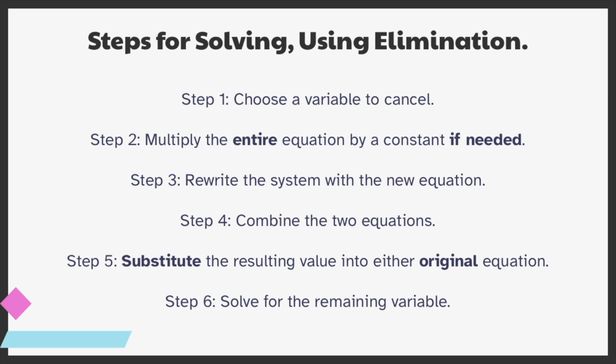We're going to choose a variable to cancel, multiply the entire equation by a constant if needed. We're going to rewrite the system with a new equation and combine the two equations together. Then we're going to substitute the resulting value into either original equation, and that's key. And then we're going to solve for the remaining variable. Now let's put this to practice with example A.